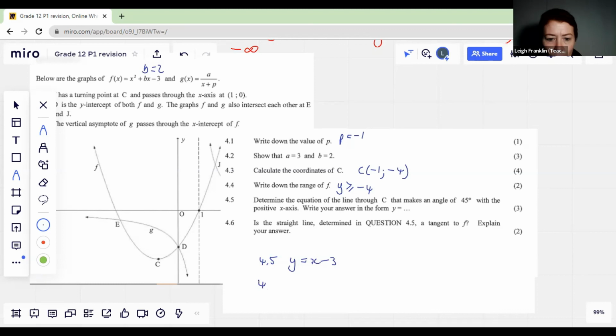And then for question 4.6, this invisible line goes through C and it goes through D. D is its y-intercept, and it goes through C. The reason why it can't be a tangent is because it goes through the graph twice. So it intersects the graph twice, once at C and again at D.